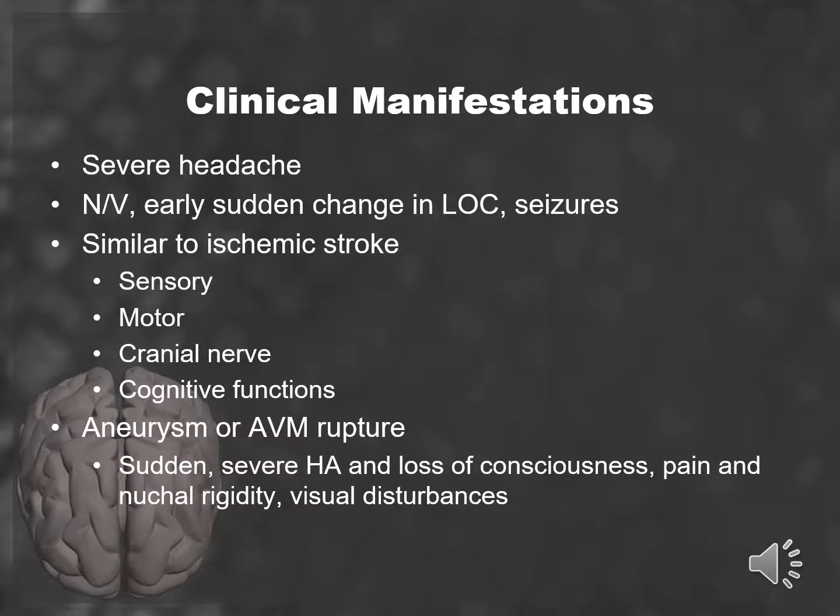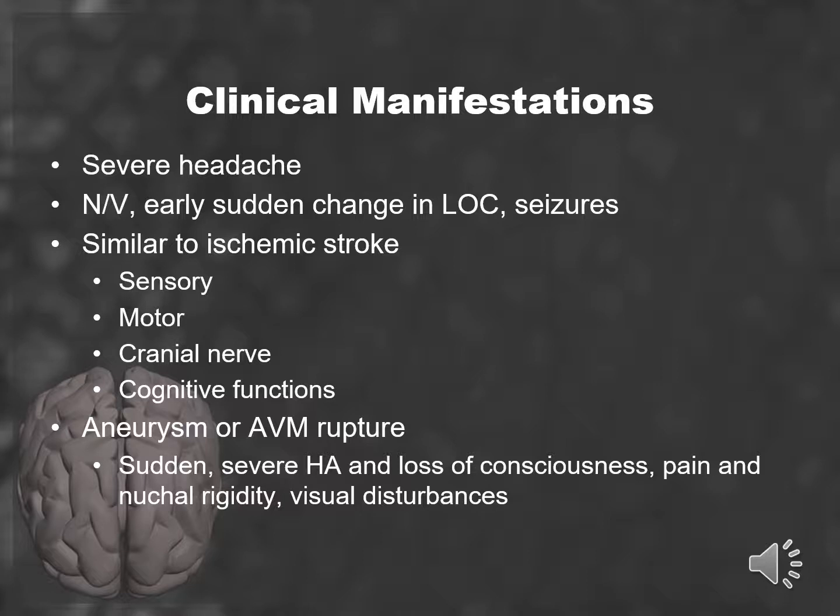A key differentiating sign of a hemorrhagic versus an ischemic stroke is a severe headache along with an early sudden change in the level of consciousness. Another thing that comes with that is nausea and vomiting and even potentially seizures. In addition to those signs, you can also see some signs that are very similar to the ischemic stroke depending on where in the brain that bleeding was actually located.